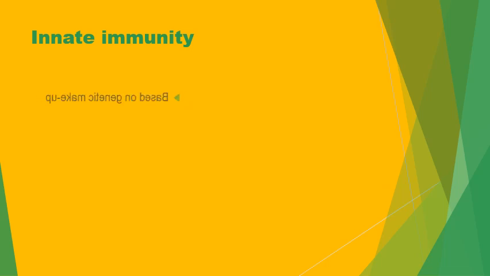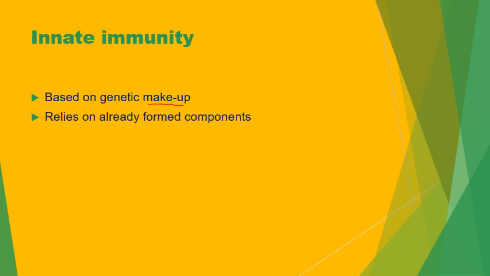Let's look at each type of immunity in detail. Type number one is innate immunity. This is based on the genetic makeup of an individual, and it relies on already formed components. The response is very rapid and it takes place within minutes of the infection.